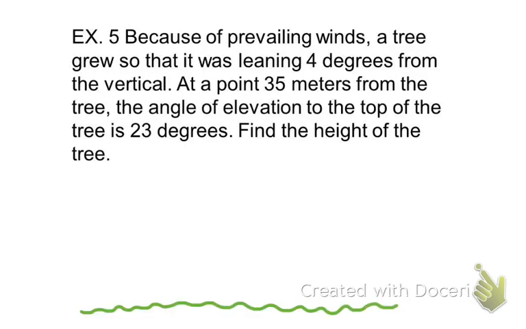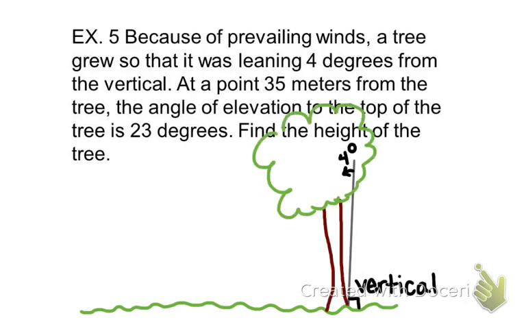So I need some grass. And it said that this tree was leaning 4 degrees from the vertical. Well, vertical means straight up and down or 90 degrees. So if it's 4 degrees from the vertical, that means I'm going to go in 4 degrees and draw my tree leaning. Well, if my tree is leaning in 4 degrees from 90 degrees, then that means the angle of my tree is 86 degrees.